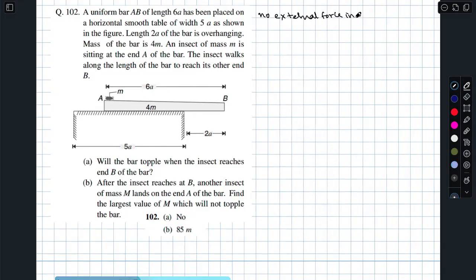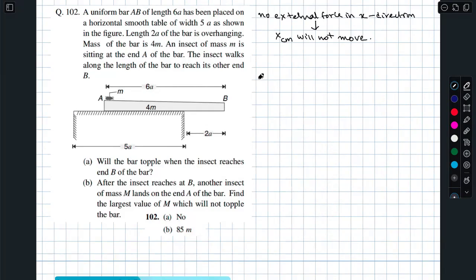Remember, in the horizontal direction, in the X direction, what is the effect of this? No external force in the X direction. What about the X center of mass? X CM will not move. That's the first point.